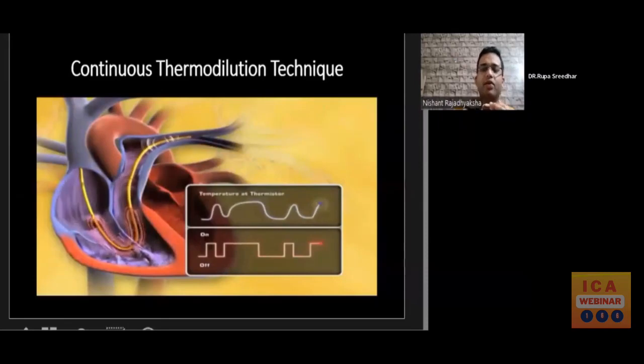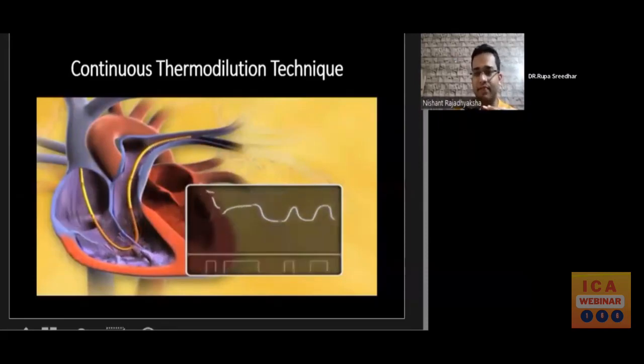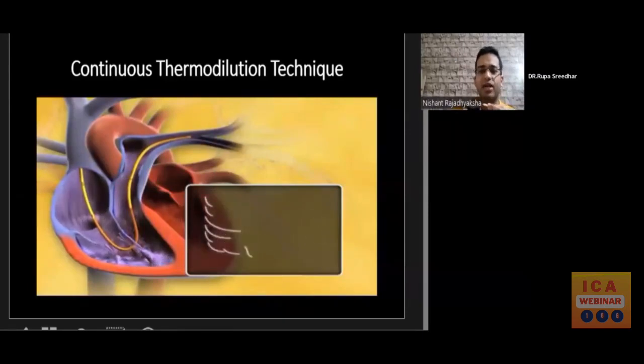Typically, a displayed value of the cardiac output is updated every 30 to 60 seconds, but it represents the average value of the cardiac output measured over the previous 3 to 6 minutes. Therefore, on one hand, we have good reproducibility, good precision, and accuracy. But on the other hand, we have a delayed response, especially during unstable hemodynamic conditions.